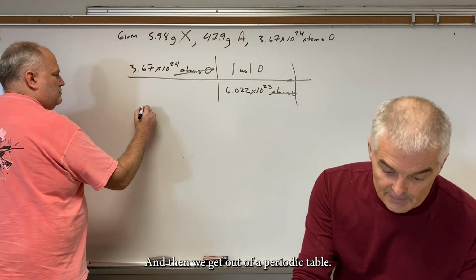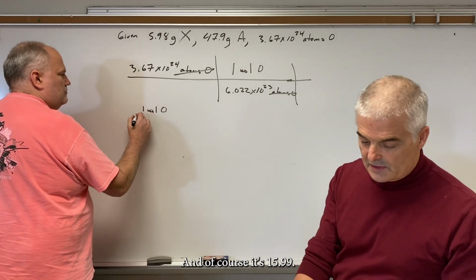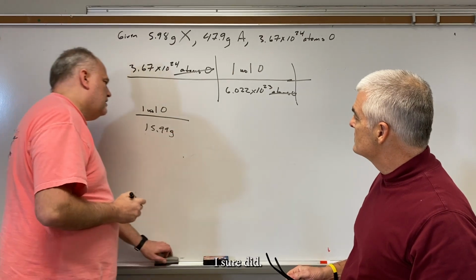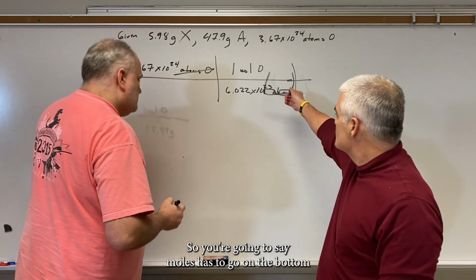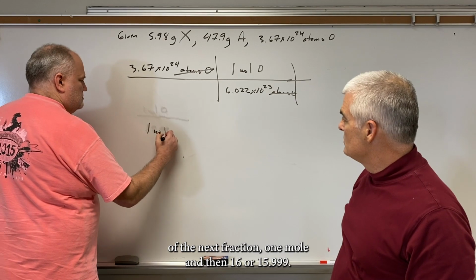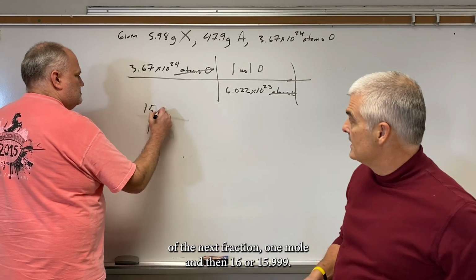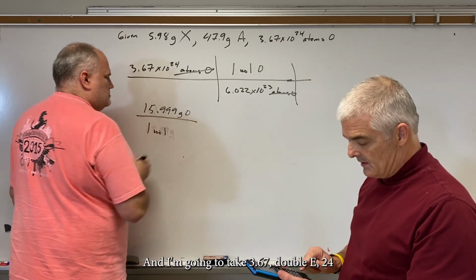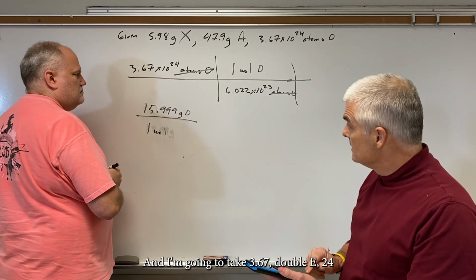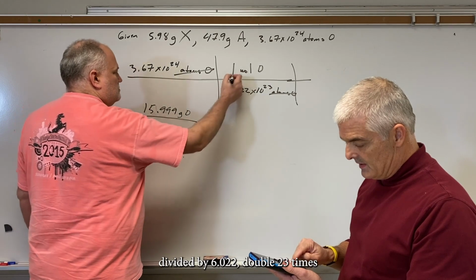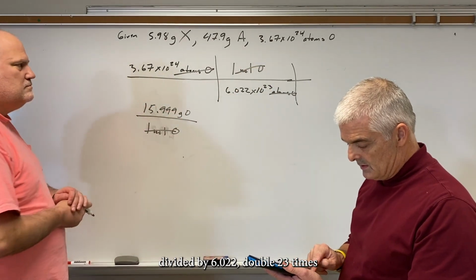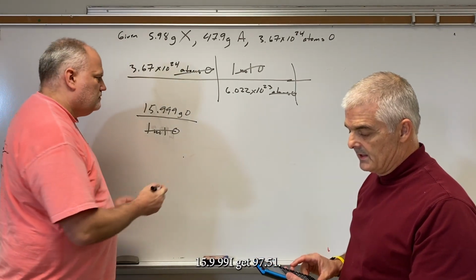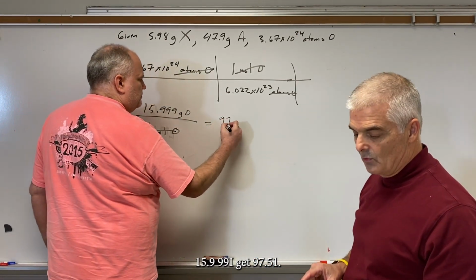And then we get out our periodic table. This guy right here, and of course it's 15.999. And I think you've got that backwards, Mr. Dimitrievich. I sure did. Moles has to go on the bottom of the next fraction, 1 mole, and then 15.999. So Mr. Bergman's going to get the trusty dusty calculator out, and I'm going to take 3.67 E 24 divided by 6.022 E 23 times 15.999. I get 97.51.